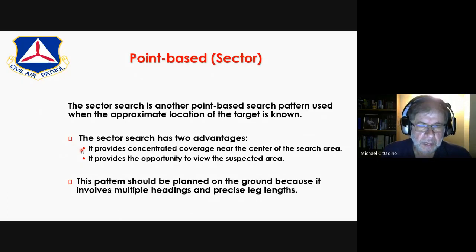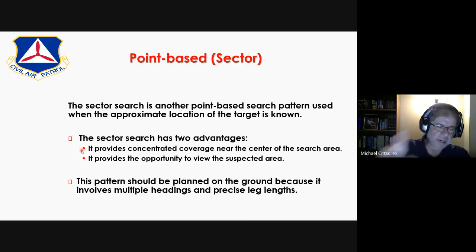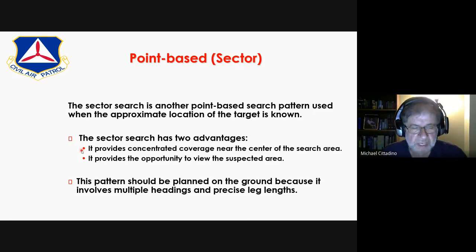This is not so much a complicated one, but it does require the plane to fly, depending upon how the sector is broken up, a variety of angles. So usually it's planned ahead of time on the ground. But basically, if you imagine you're going to take an area, cut it into pie-shaped slices, and you're going to fly each of those pie slices. That's basically a sector search.